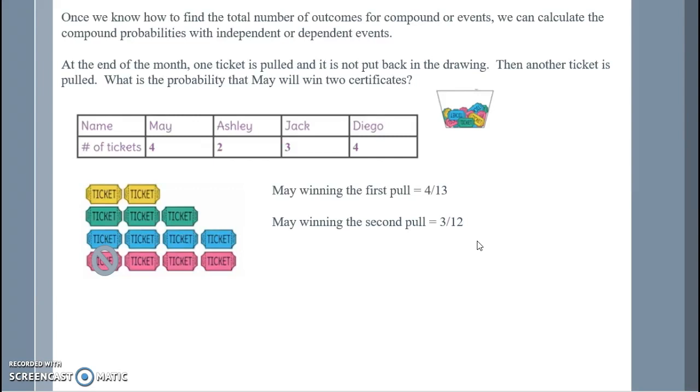So May then has the possibility of winning 3. She has 3 tickets left since her first one was already taken away. Now we have 12 options left. So 4/13 times 3/12 is equal to 12/156. If I divide the top and the bottom by 12, we get 1 out of 13.